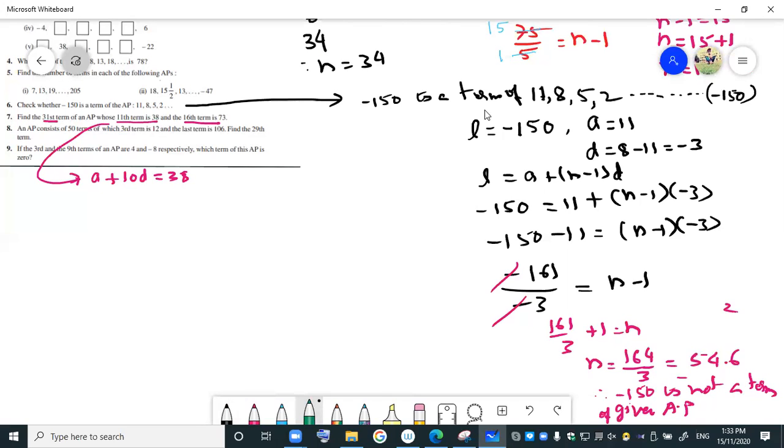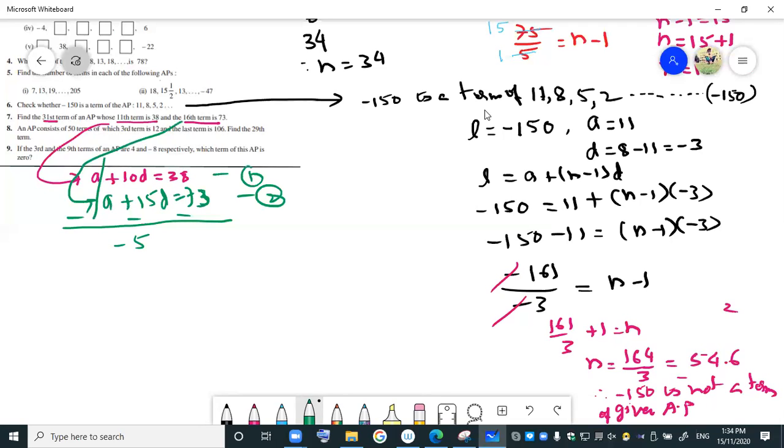The 16th term is a plus 15d, correct? A plus 15d will be equal to 73. So this is equation number 1. You can take 1 or 2, any, no problem, but we are taking the bigger number up for our convenience. Otherwise, no problem. Both negatives will cancel, a and a cancel.